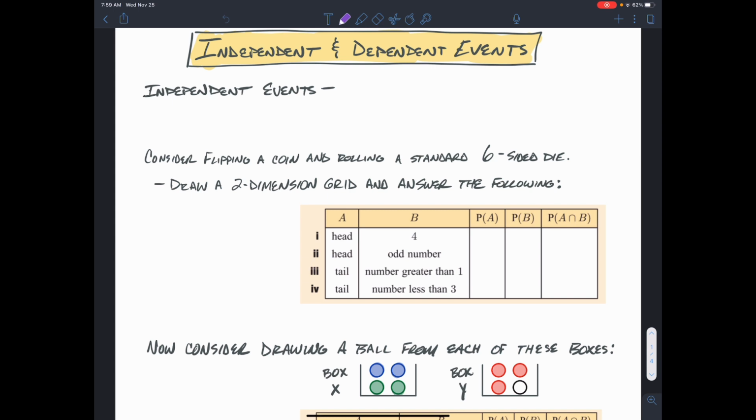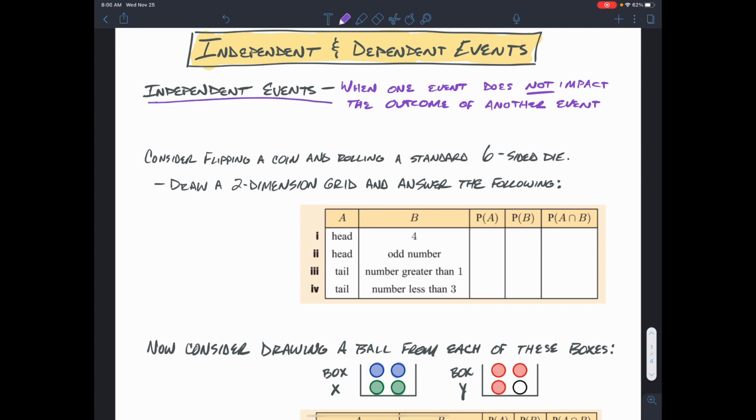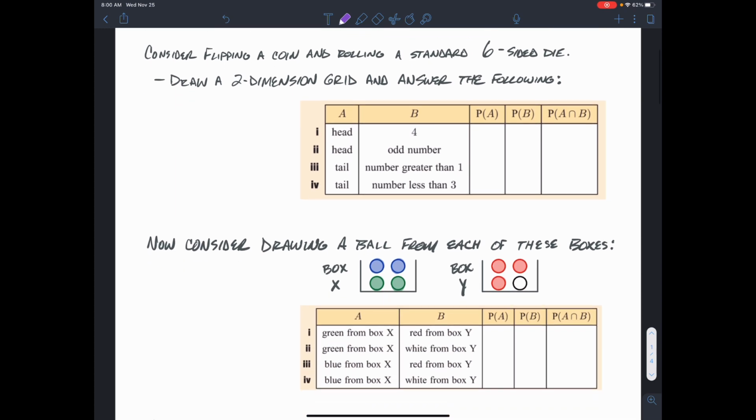So independent events are when one event or outcome does not impact the outcome of another event. So it has no bearing, no change to the outcome of another event. That's an independent event.